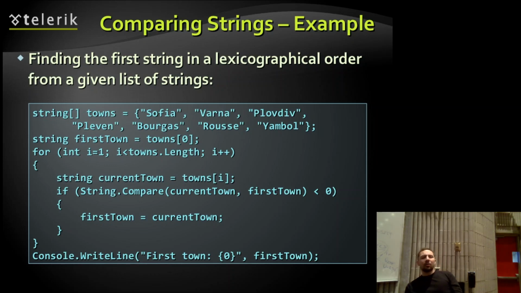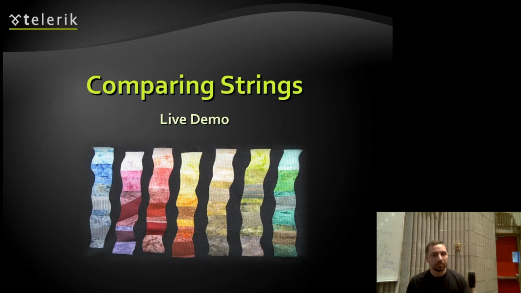Where are we going? Oh, Plevin. All right. And then Burgas is before Pleven. It's a linear search. All we're doing, though, is running the same test. I think it's worth it to step through this one.